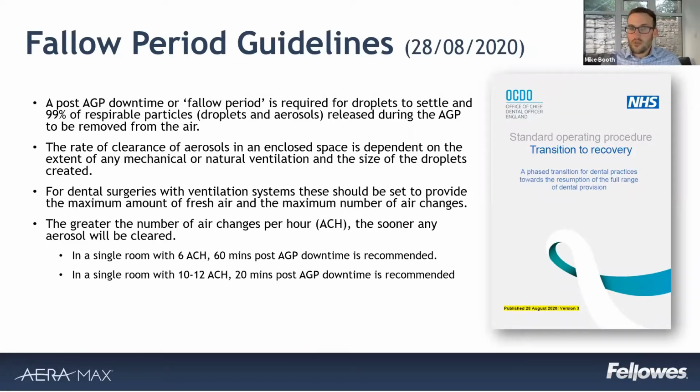Now, where the change has come is if an environment is able to prove the delivery of 10 to 12 ACH, or 10 to 12 air changes per hour, then they're now recommending a 20-minute AGP downtime period. So a fallow period reduction of 40 minutes, from 60 down to 20 minutes, which I'm sure is highly appealing to everyone. The amount of additional patients that we can potentially get through that surgery room within a day is significant. That means better patient provision. That means potentially revenue impact as well. And ultimately, we can do that, but also ensure that the environment is safe for our doctors, for our clinicians, for our workforce, and for our patients to spend their time in.